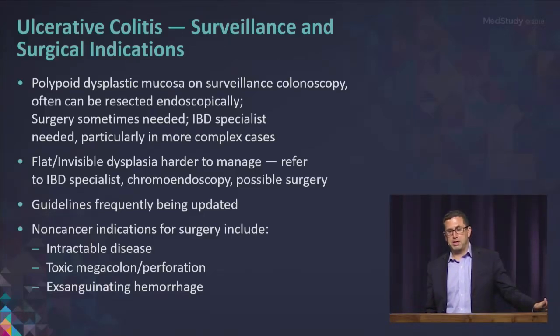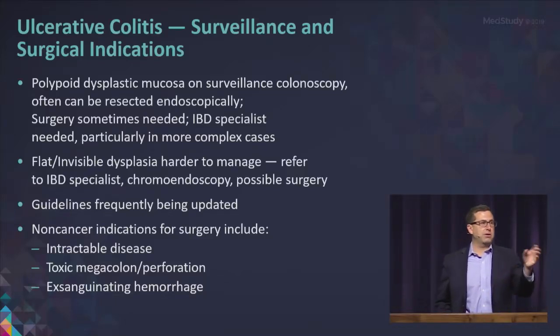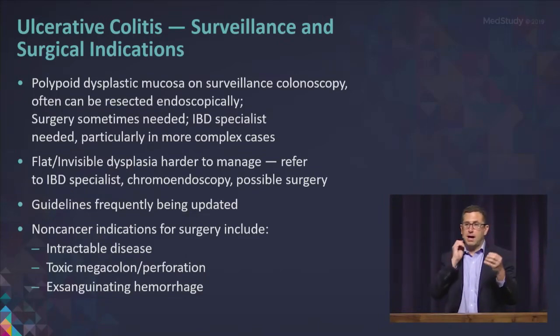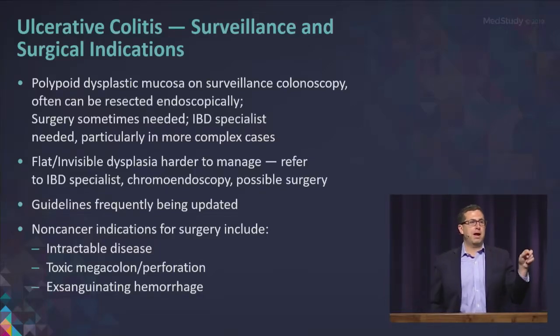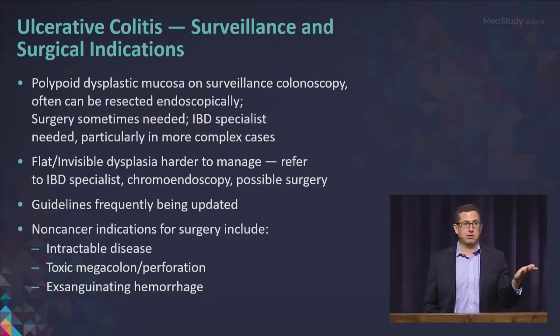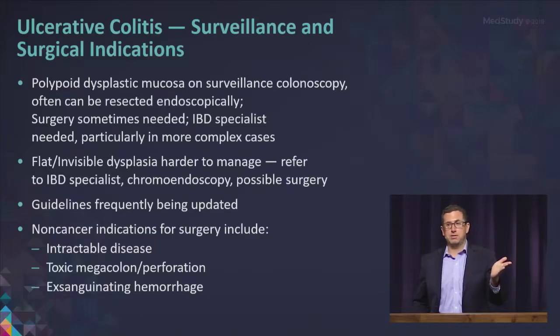A lot of times these patients will be referred to an IBD specialist. Of concern is something called flat or invisible dysplasia. So when you do surveillance, you're not only looking for gross abnormalities to the naked eye, but you're also taking random biopsies in normal appearing mucosa. And if you get dysplasia in one of these random biopsies, that could be more difficult to manage because you may not know exactly where it is.